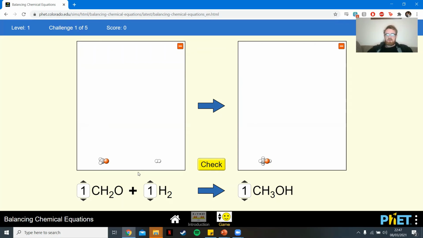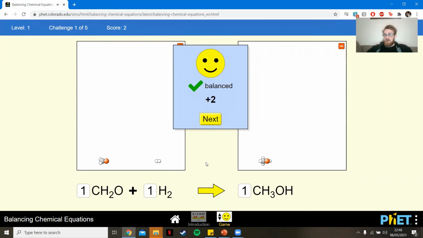Okay, so carbons, we have 1 here and 1 here, that's fine. Hydrogens, we have 2 here and 2 here, that's 4 altogether. And I've got 3 here and 1 here, that's 4 altogether. Oxygens, I've got 1 and 1. I don't actually need to do anything to this. This is already balanced.